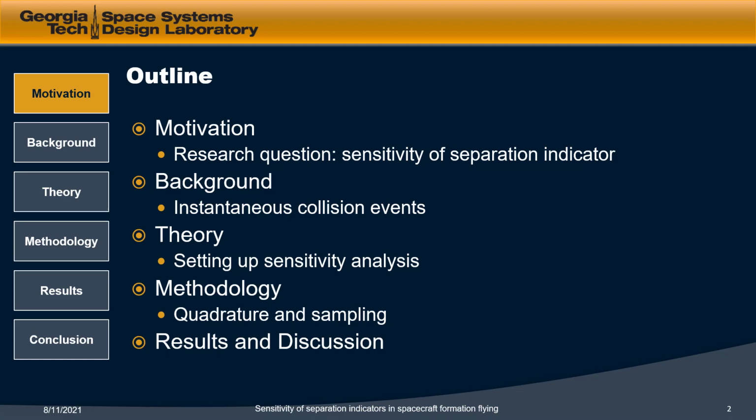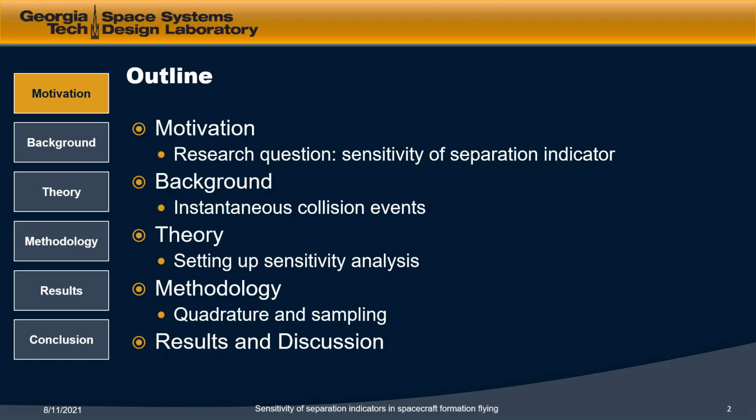Next, we will spend some time developing the preliminary notions of collision events and collision probability as we have formulated them. In the theory section, we will set up the sensitivity of our probabilistic indicator of agent separation. Then, we will deal with the computation of probability measures and probability densities via numerical quadrature and Monte Carlo sampling. Finally, we will list the test cases we used and we will present our findings.